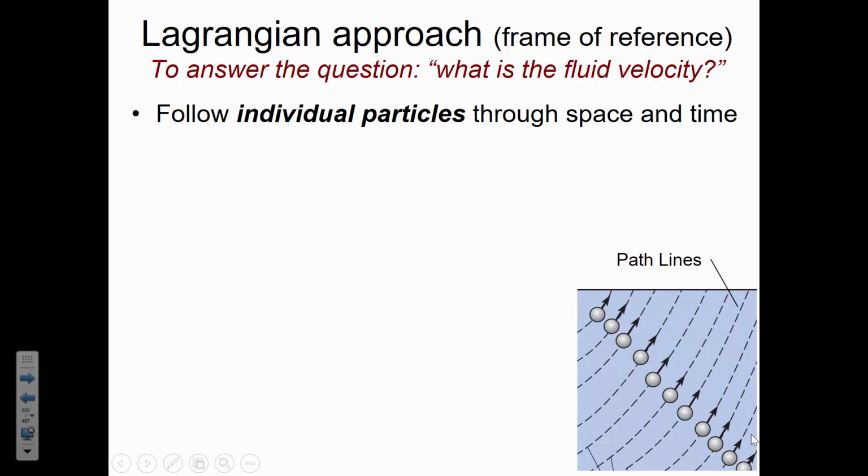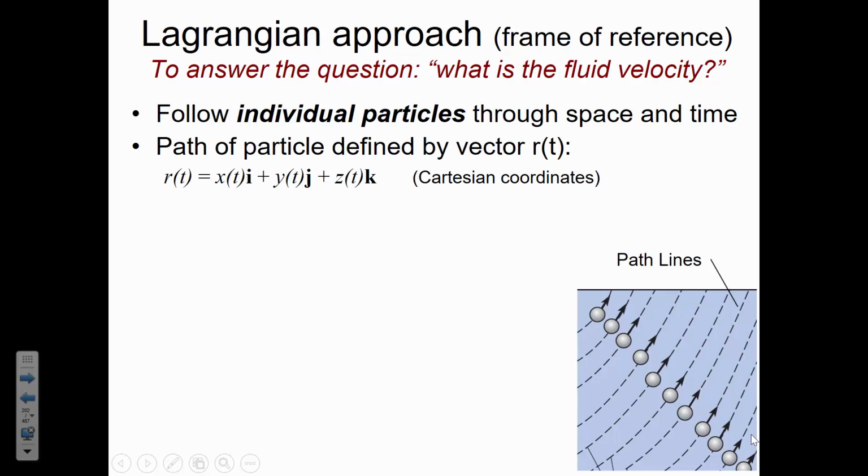Now broadly speaking, there's two main approaches to handling fluids that flow. The Lagrangian approach answers the question of what is the fluid velocity by trying to track individual particles through space and time. And the idea is that if you know a particle and you track the path that it takes, then you can use the equations that we've got to predict how the change in pressure is going to occur over the path that the individual particle is taking.